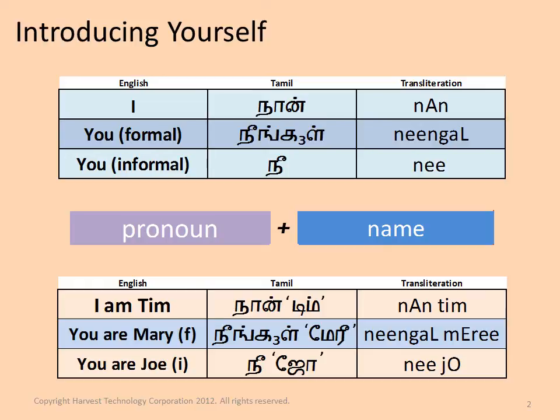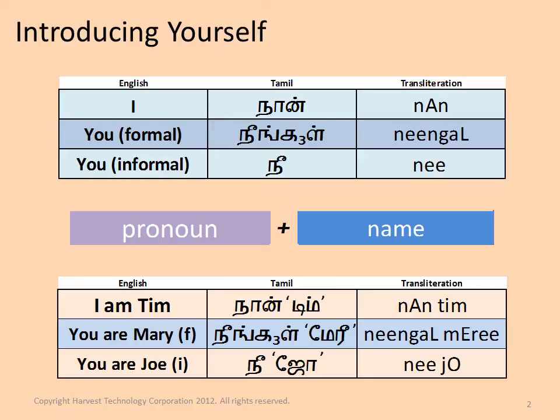So generally between siblings, you'd use the ni. If you're speaking to your grandparents or an elder like a teacher, you would definitely use the ningar form there. So that's kind of a cultural note about the two ways to say you.